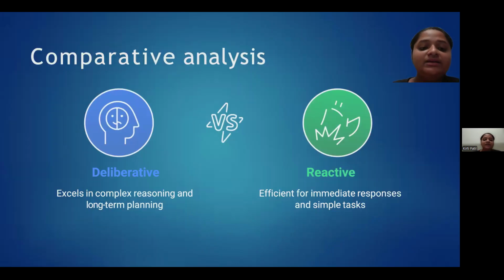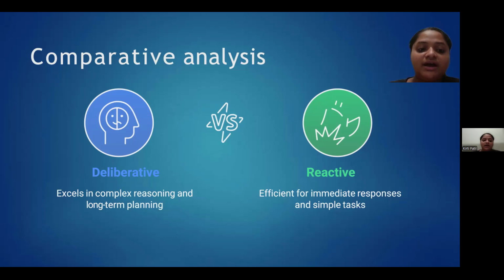So the comparative analysis of reactive and deliberative agents. The reactive agent is efficient for immediate responses and simple tasks. It has immediate and effective responses, and a simple design. It does not plan or reason.